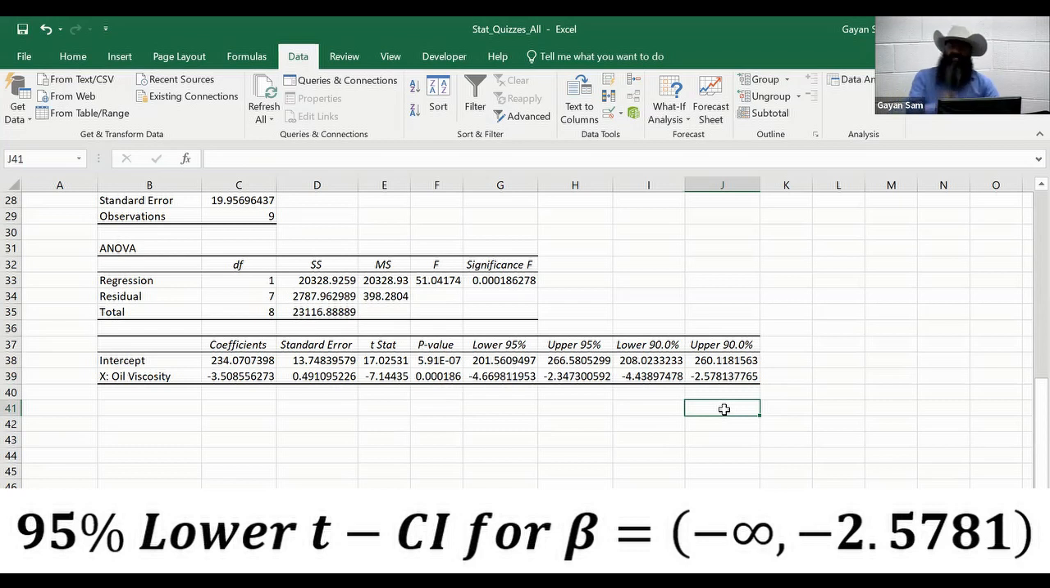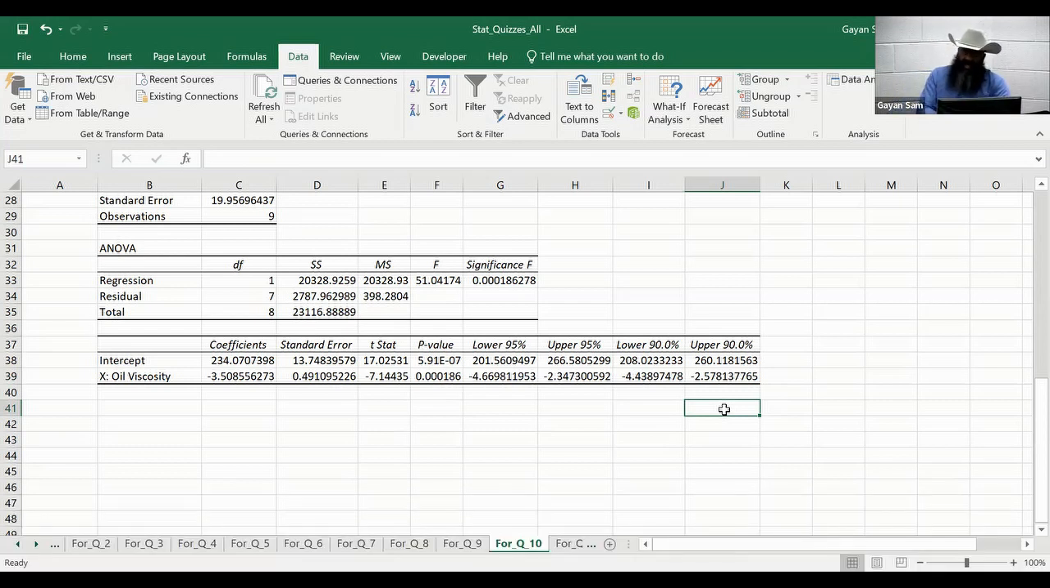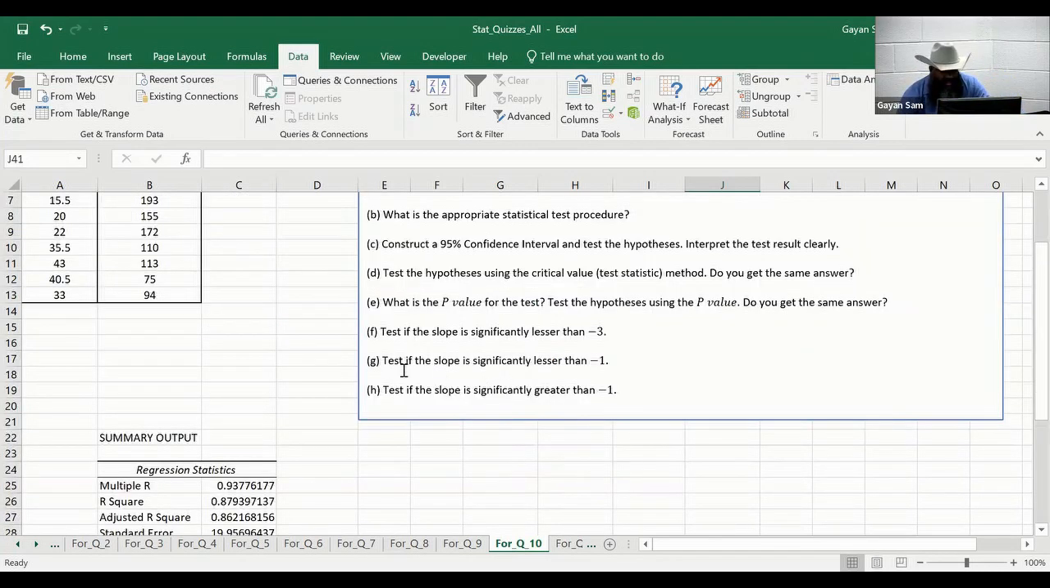Therefore, now I have to see if -3 is found inside of this confidence interval. Of course, it is inside of that confidence interval. Therefore, this time we accept the null hypothesis. That means, how would you interpret? We do not have statistical evidence with 95% probability to conclude that the slope is lesser than -3. Let's go to the next part.